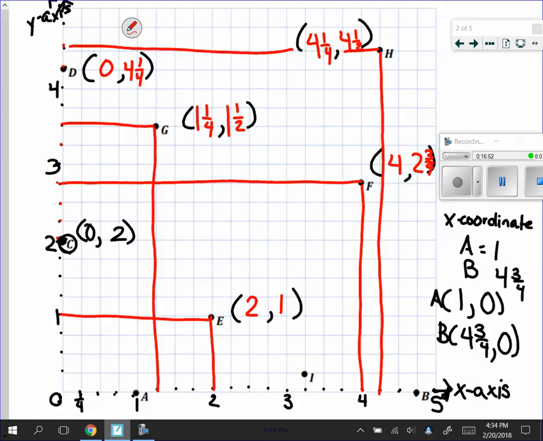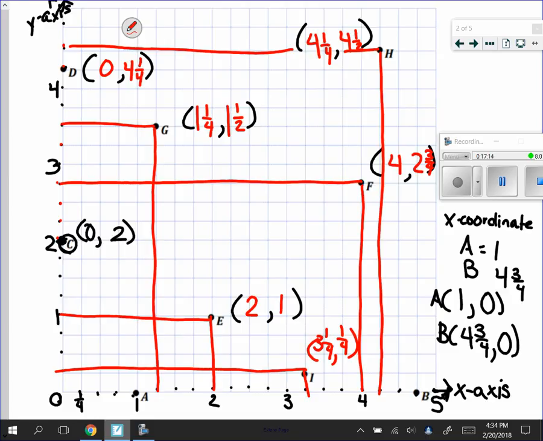Hopefully you did pretty good with that. Oh, I forgot about I. Oops, I didn't see that down there. So I is 3 and 1/4, and 1/4. That kind of snuck up on me.